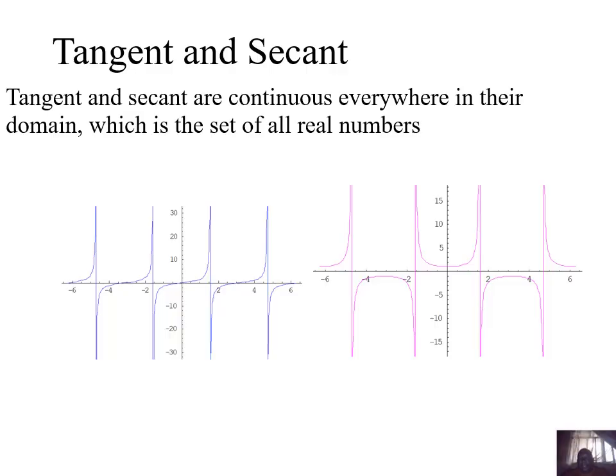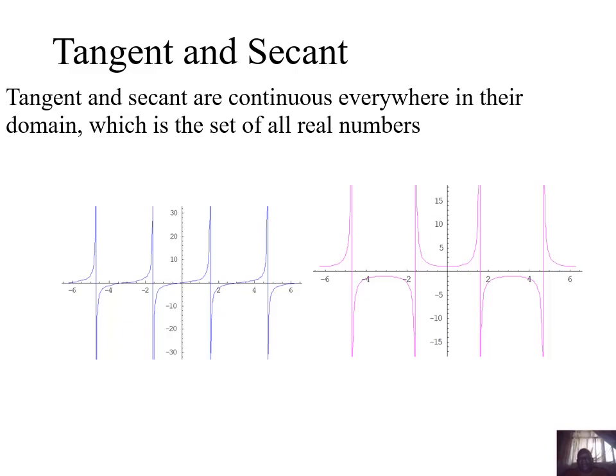So the tangent and secant functions are continuous everywhere in their domain. Continuous everywhere in their domain. And if you sketch the graph, notice what you have. So this is actually the domain: all x not equal to plus or minus pi over 2, plus or minus 3 pi over 2, and you continue like that. So any other x apart from this is actually the domain for tan x and sec x.